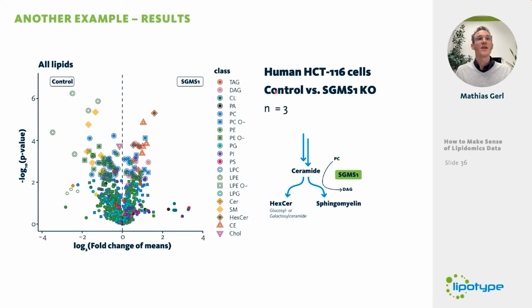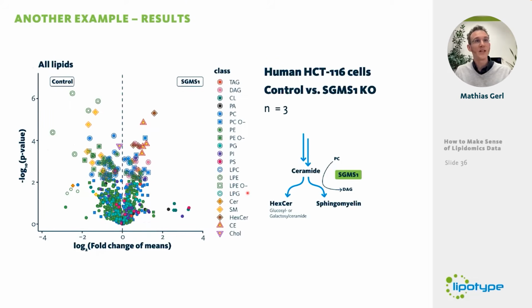So we had one of our knockout cell lines that we used, and we have here control, and we have here a sphingomyelin synthase knockout, which basically converts a ceramide to a sphingomyelin using PC. And here it's already a little bit more difficult to look at. You might spot some sphingomyelins over here, but it's more difficult to interpret.